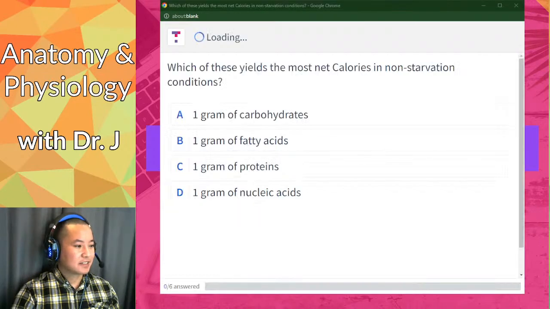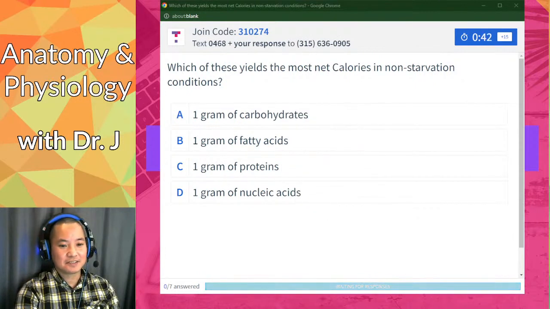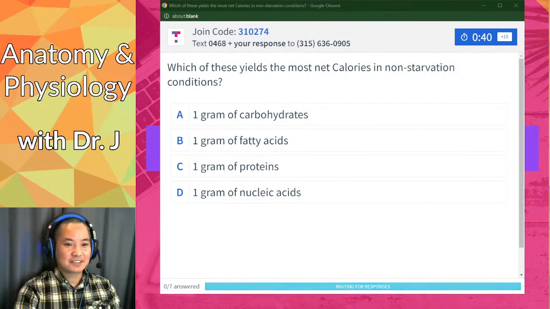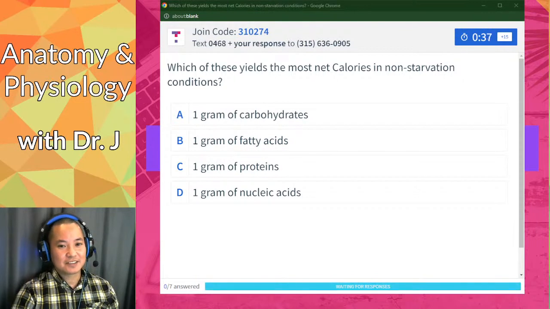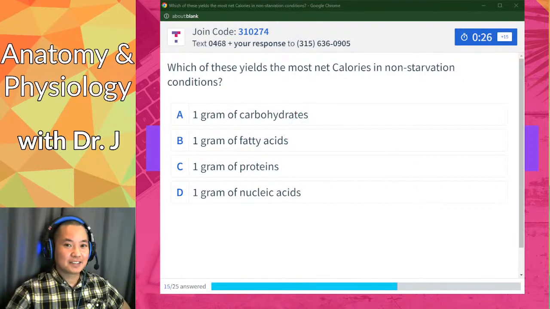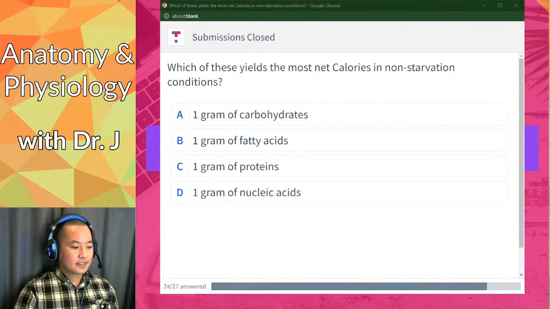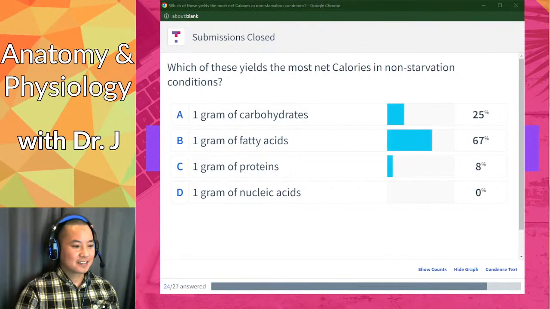Okay, so which of these yields the most net calories in non-starvation conditions? So this means to your day-to-day. You're not starving, you're eating your typical caloric intake. So say you eat some of this, which is going to give you the most calories? And notice I put 1 gram. So again, it's all the same mass, but which gives the most calories per mass? Okay, let's see the responses.